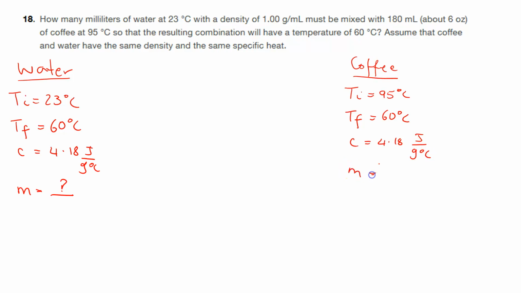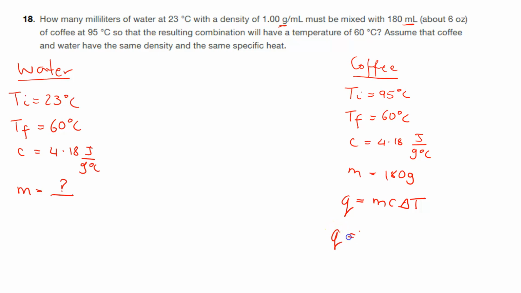But we know the mass. We have 180 mils, and every 1 mil weighs 1 gram, so we have 180 grams of the water. So for the coffee, we can calculate how much heat it's going to lose as it moves from 95 degrees Celsius to 60 degrees Celsius.